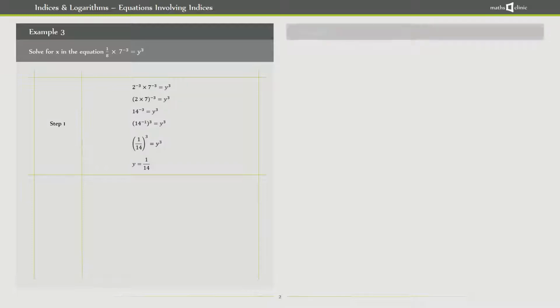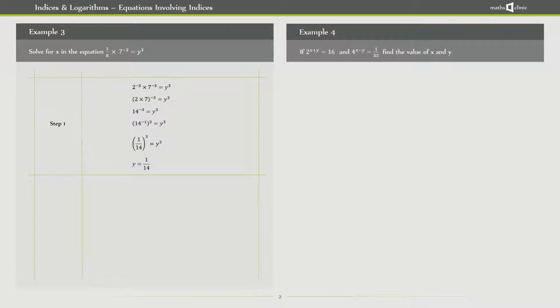As we would see in example 4. Example 4 says: if 2 to the power of x plus y equals 16, and 4 to the power of x minus y equals 1 over 32, find the value of x and y. Does this remind you of something? Think about it. Simultaneous linear equations.